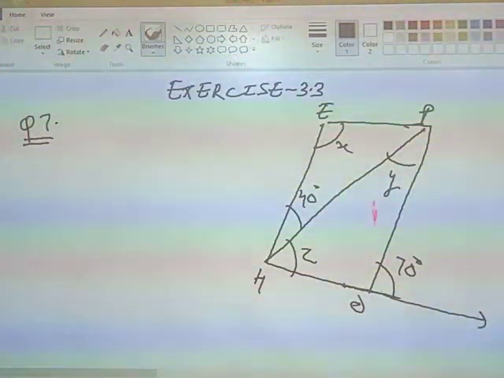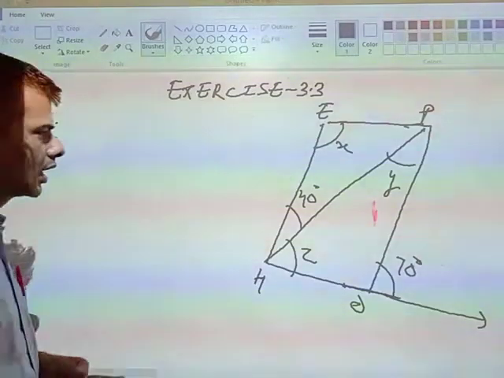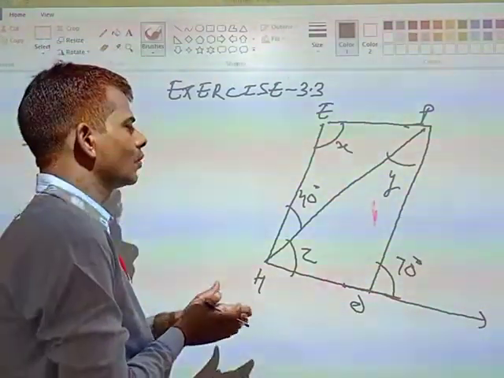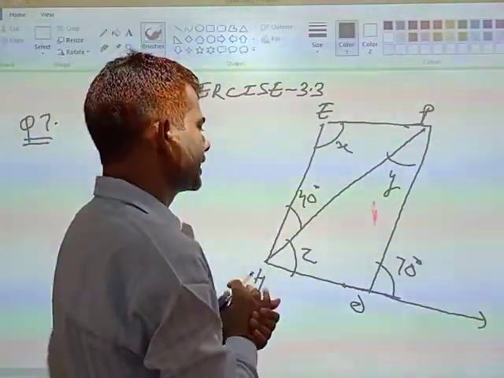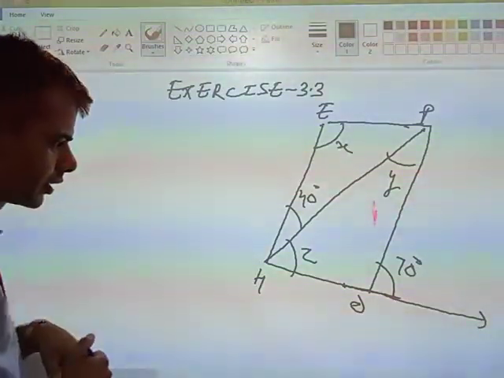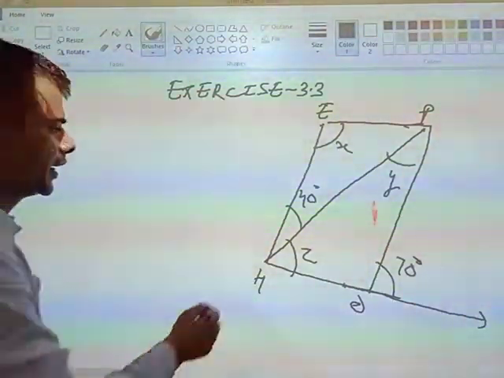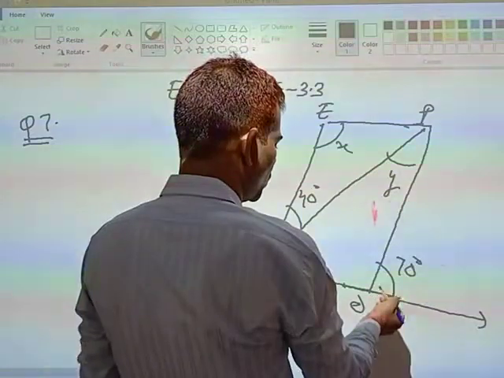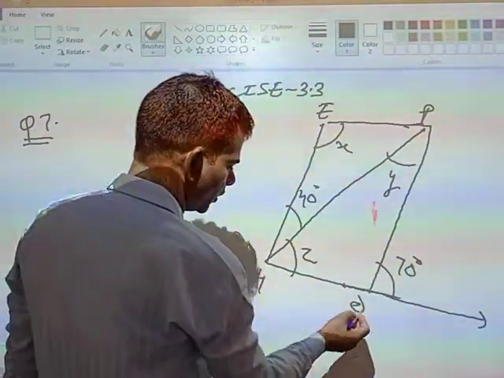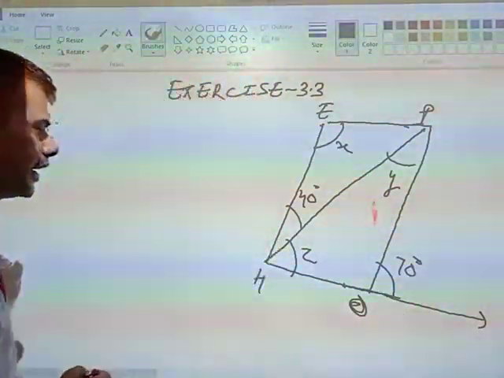Now, students, Arhan tells us Y is equal to 40 degrees. That is alternate interior angles. And students, EH is parallel to PO.